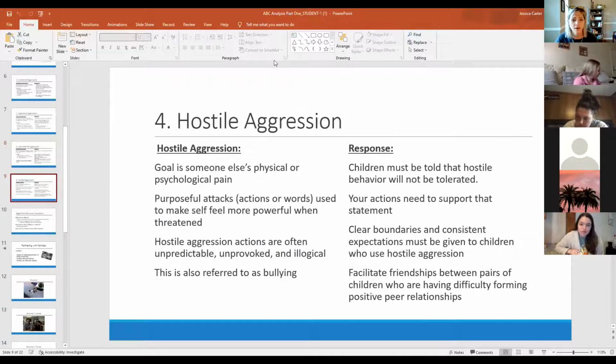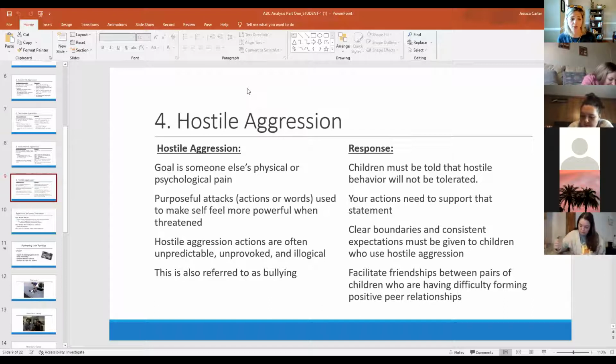And then the fourth type is hostile aggression. Hostile aggression is sort of the pinnacle of aggression, if you will. This is where the goal is actually to inflict physical or psychological pain on another person. Hostile aggression looks like purposeful attacks, either using physical action or mean, hurtful words. And it's in an effort to make one child feel more powerful than another.